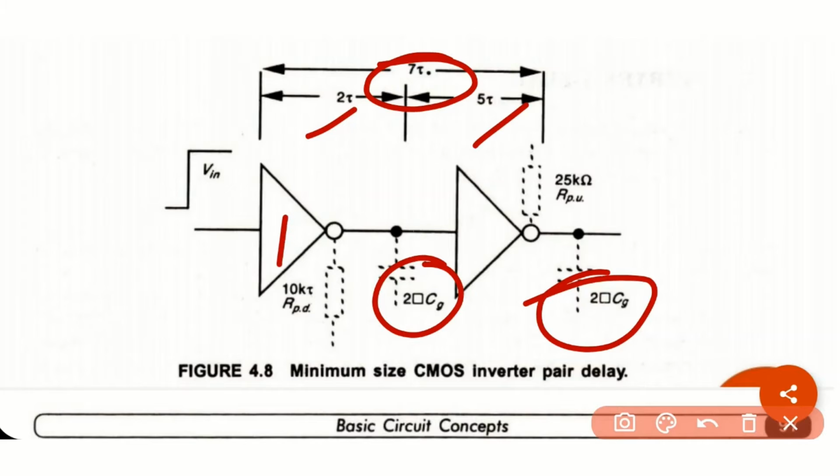Clear? Again, this is the first inverter, this is the second inverter. So which inverter are we talking about now in this diagram? That is the CMOS inverter. So for the CMOS inverter, we are having 2 inverters connected in series. The overall delay will be 7 tau. In case of NMOS, it is 5 tau.